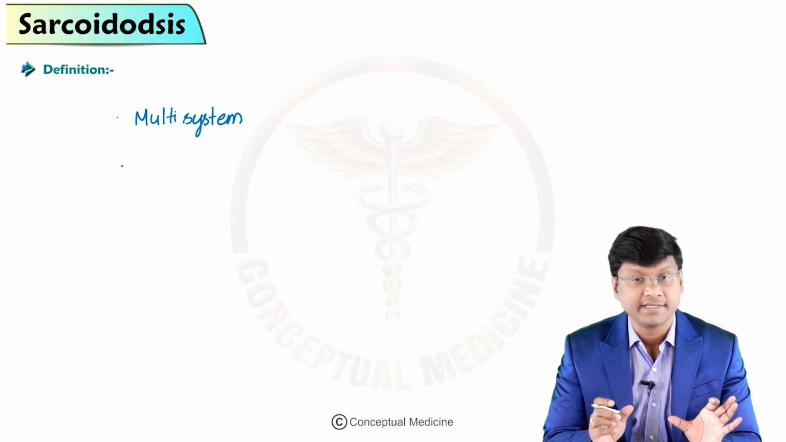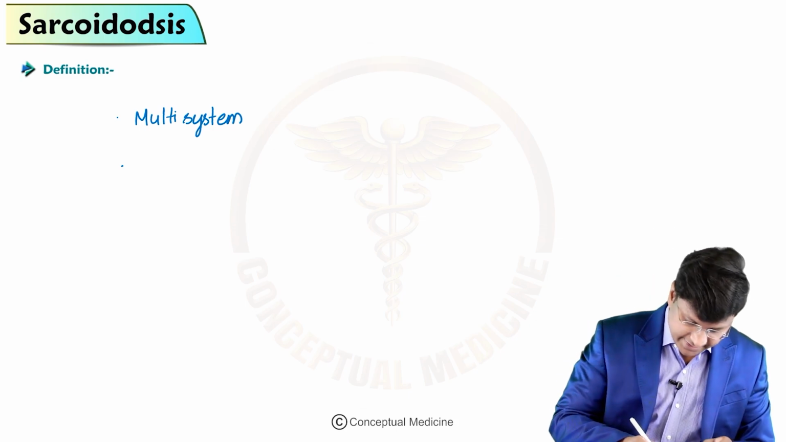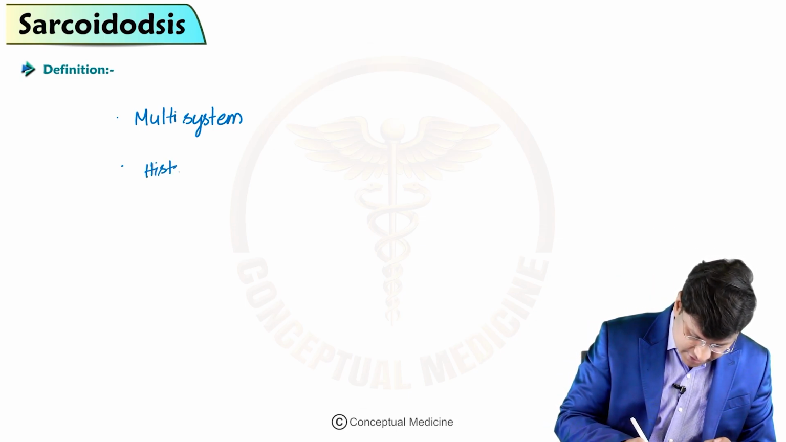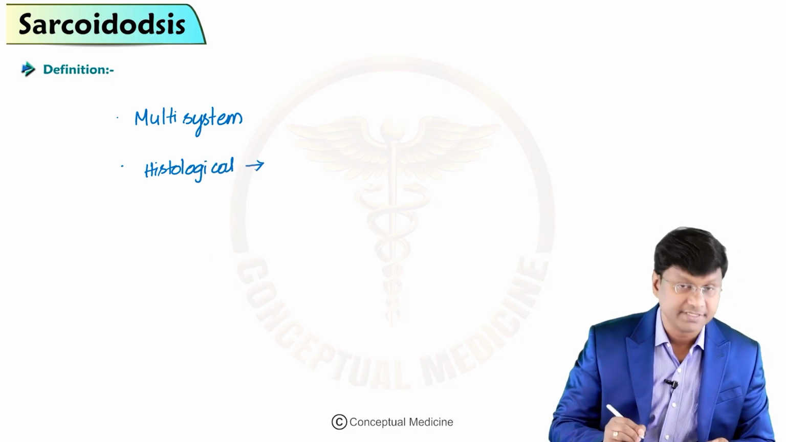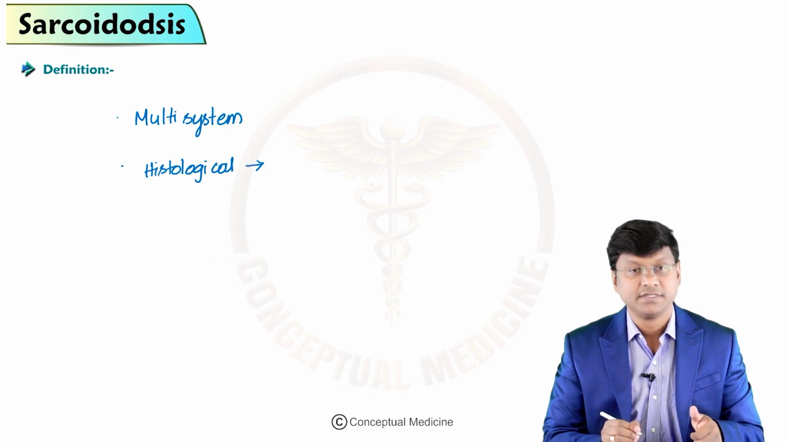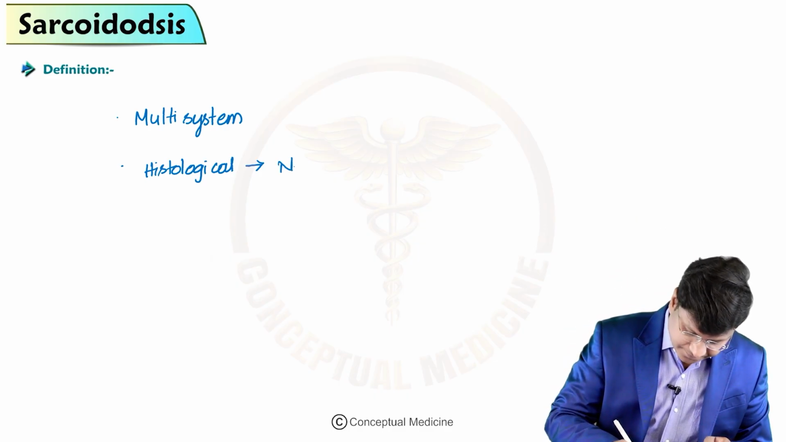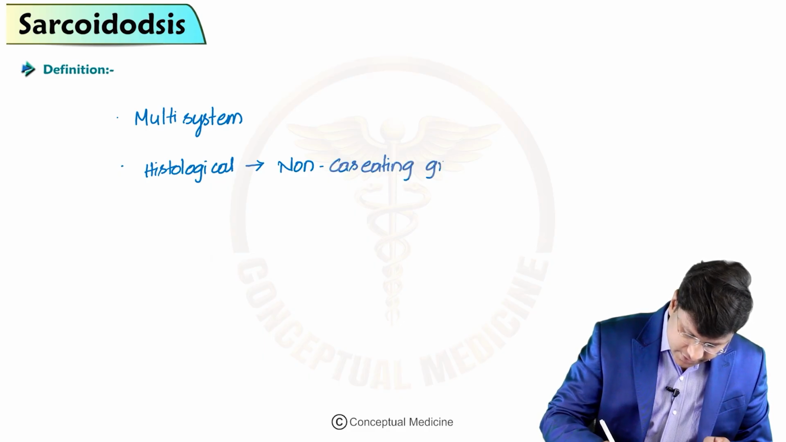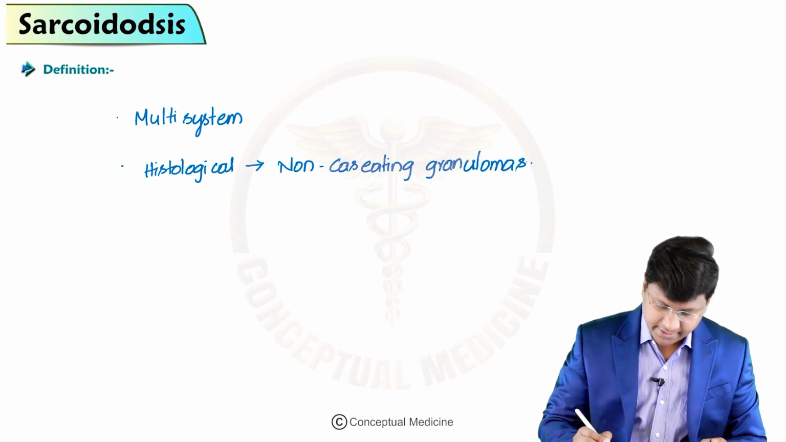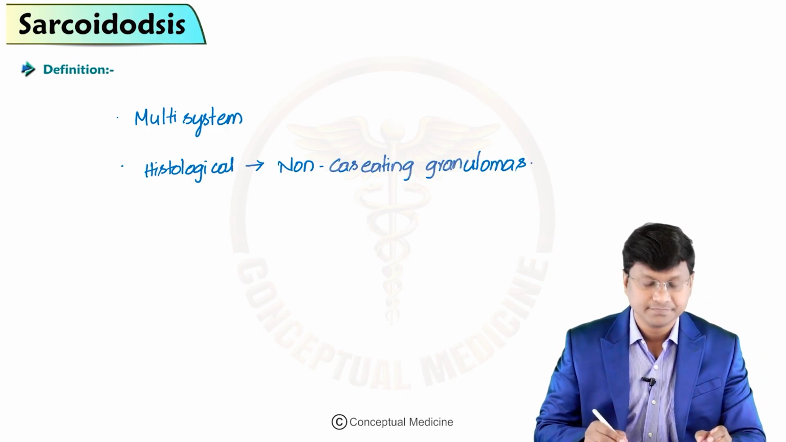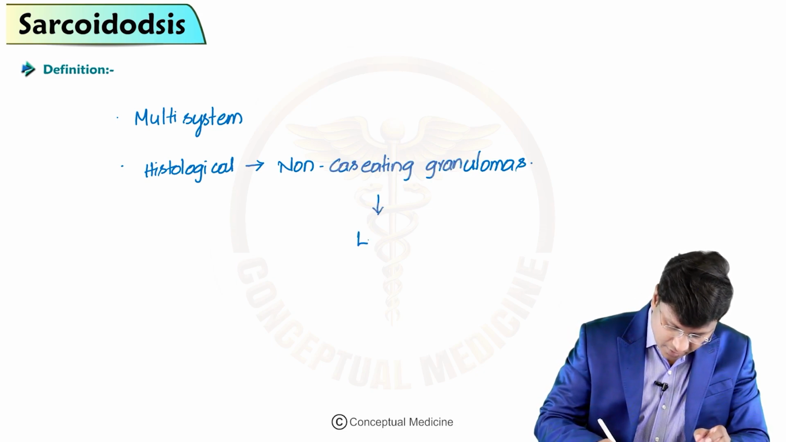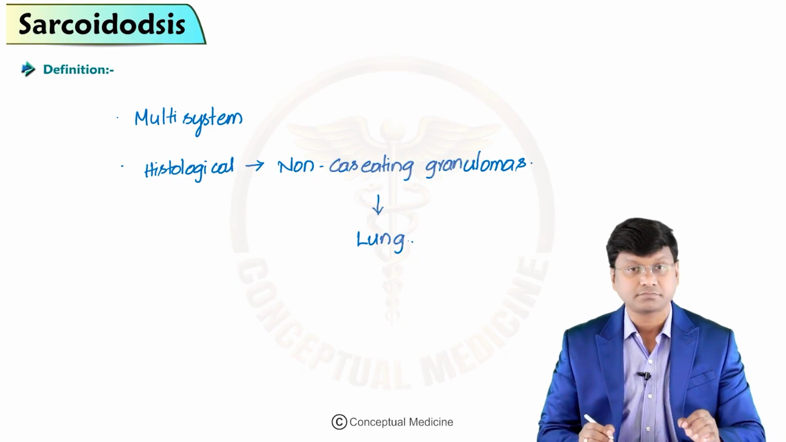But what is the characteristic histological feature? It is characterized by the presence of non-specific, non-caseating granulomas. And where do you have these non-caseating granulomas? They accumulate in the various systems in our body, but the organ most commonly affected is the lung.